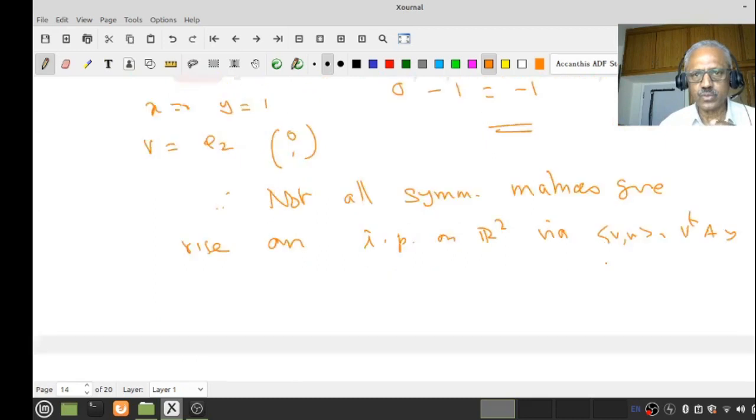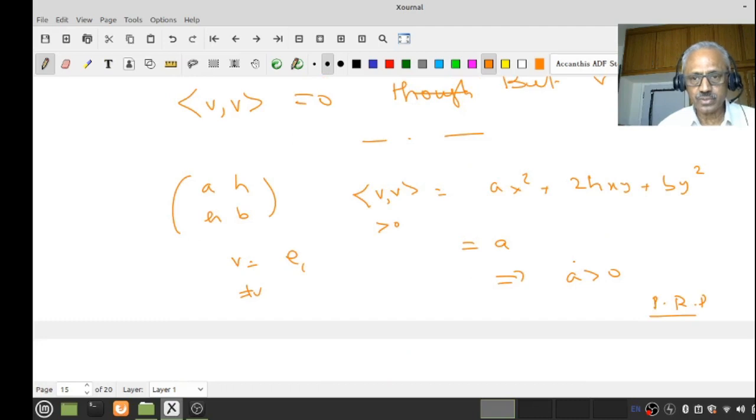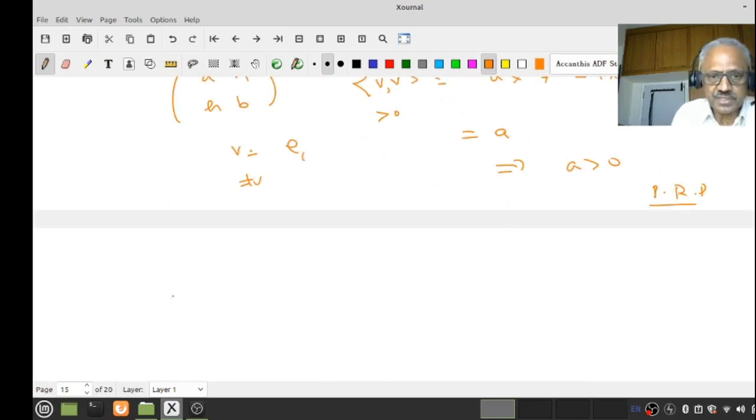Okay, so what did we see? In general, if I take a symmetric matrix, positive definiteness is not assured. Inner product (v, v) could be negative, that we saw, and inner product (v, v) could be 0 without v being 0. For a non-zero vector, inner product (v, v) could be 0. So not all matrices can define an inner product. So now we already get one sufficient condition. Therefore, if I have a symmetric matrix, the first condition I want is a greater than 0.